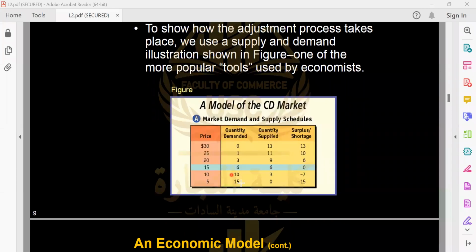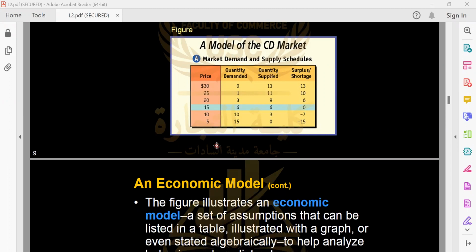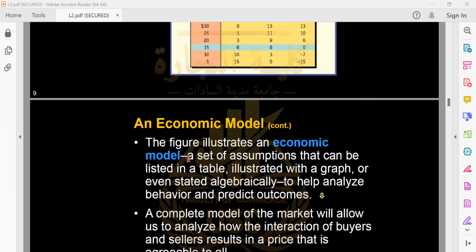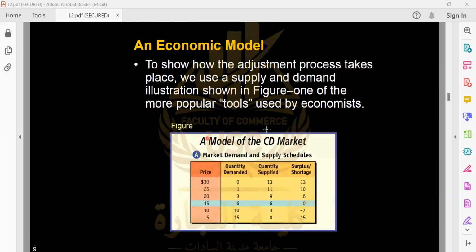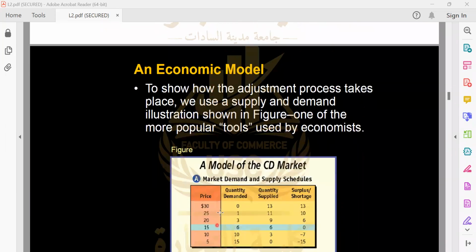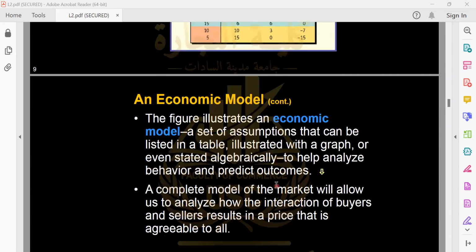As we have shown, the level of equilibrium is when surplus and shortage equal 0. That's when quantity demanded equals quantity supplied at a specific price. So an economic model is a set of assumptions that can be listed in a table, illustrated with a graph, or even stated algebraically to help analyze behavior and predict outcomes. We use an economic model in order to analyze the data and predict the outcomes.